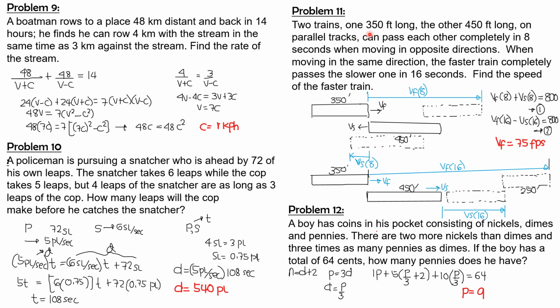Problem 11. Two trains, one 350 feet long and the other 450 feet long, on parallel tracks, can pass each other completely in 8 seconds when moving in opposite directions. When moving in the same direction, the faster train completely passes the slower one in 16 seconds. Find the speed of the faster train. We will assume that the shorter train is the one that moves faster. So this is the shorter train.